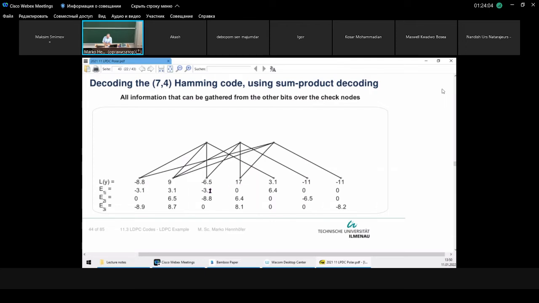Okay, are there questions so far? I think this is straightforward. If you understood it so far, this is also easy, just doing this multiple times to get all the information that is available. So here was the information.